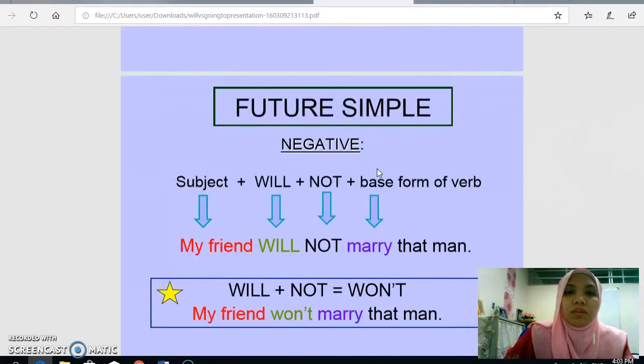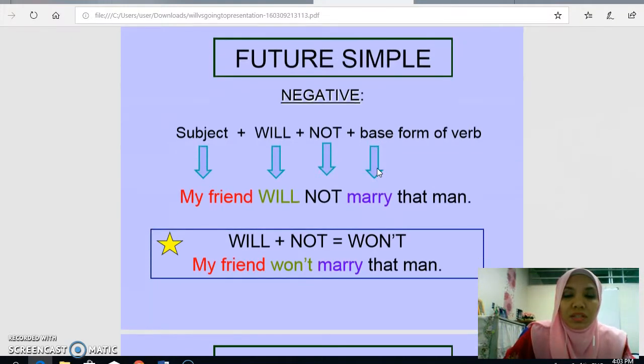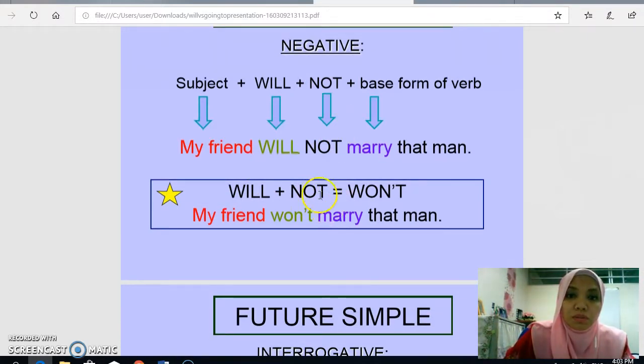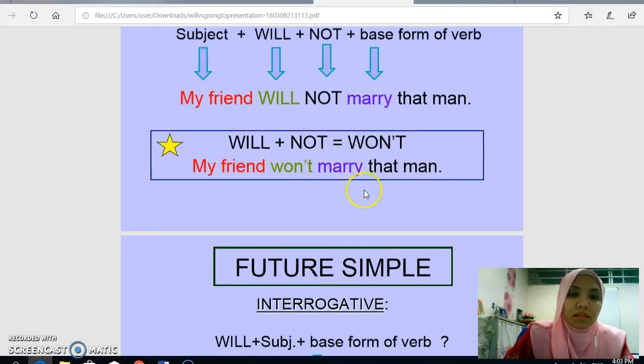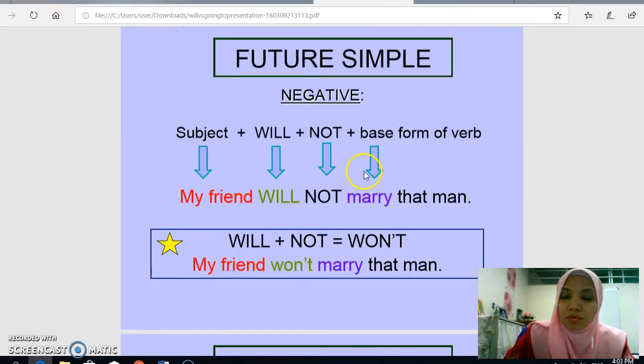Next, for the negative form, you simply add the word not. So it becomes, my friend will not marry that man. Or, if we want to use contraction, you can see the apostrophe here, you can put it as, my friend won't marry that man. So won't is actually the contraction for will not. I hope you're fine so far.